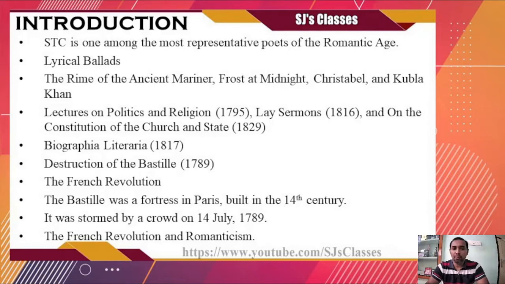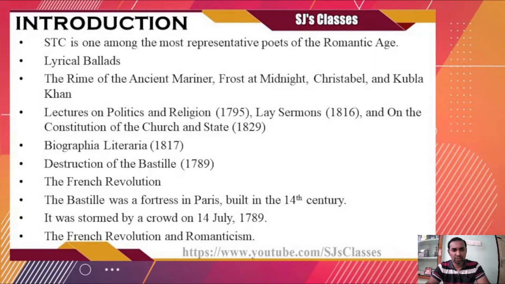He was also popular as a literary critic. His literary criticism includes detailed studies of Shakespeare and Milton and a highly influential text, Biographia Literaria, that came out in 1817. Now, something about the poem that we will read today. Destruction of the Bastille was composed by Samuel Taylor Coleridge in 1789. It has profound connections with the French Revolution.